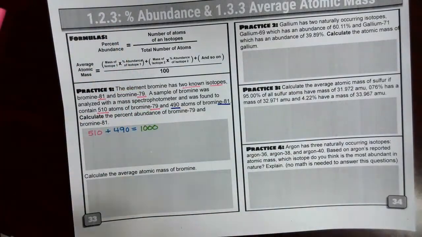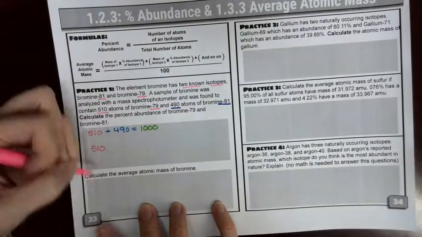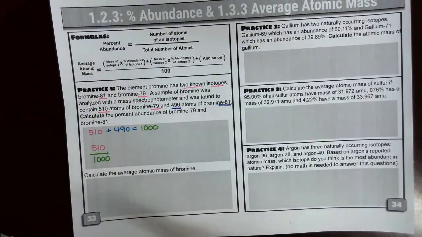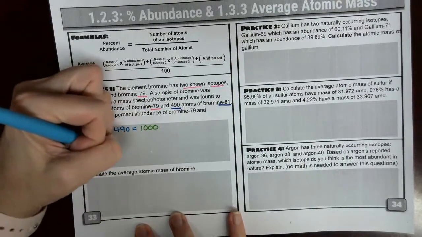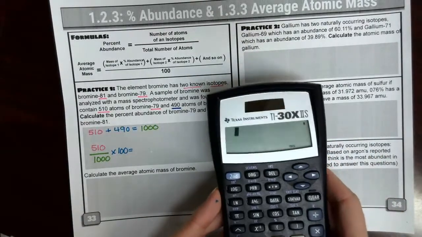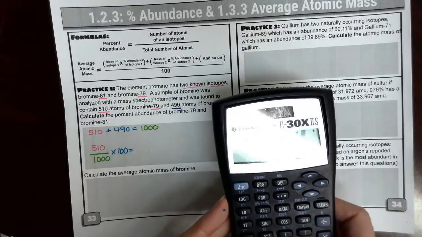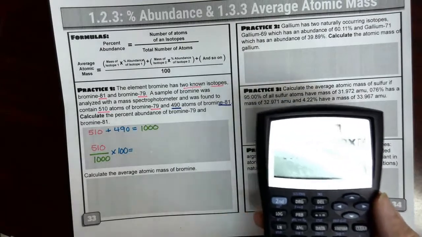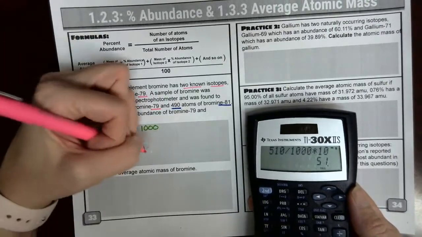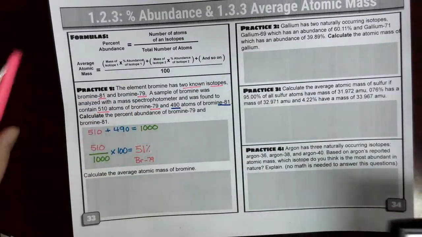Okay, now it tells us that 510 of them have a mass of 79 out of my total 1,000. Then I'm going to multiply that by 100 to get my percent. So 510 divided by 1,000, I'm going to put it into my calculator. So 510 divided by 1,000 total atoms times 100 tells us that my percent is 51%. Has a mass of 79. So, Br-79.